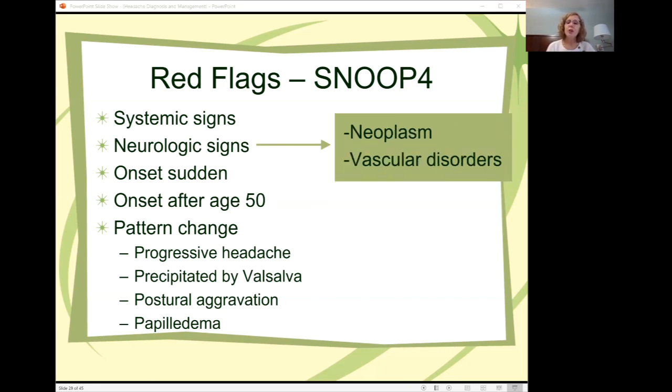Neurologic signs, including weakness, sensory loss, double vision, or ataxia, are indicative of a space-occupying lesion or a vascular disorder, including a subarachnoid hemorrhage or a subdural hemorrhage. Look for signs of a Horner's syndrome as well.